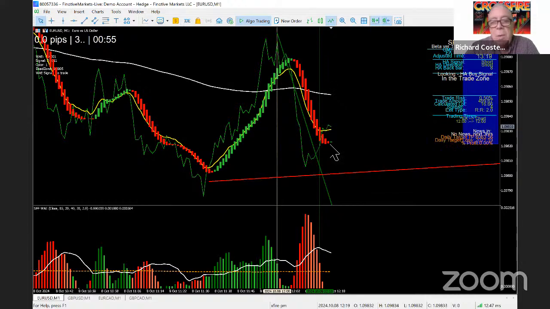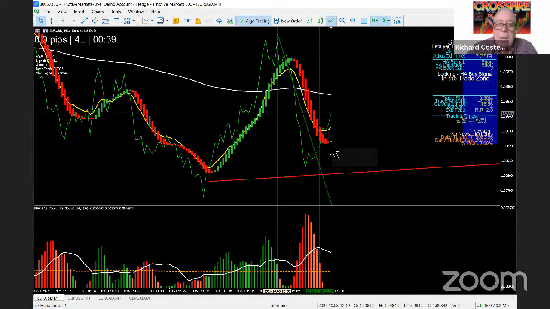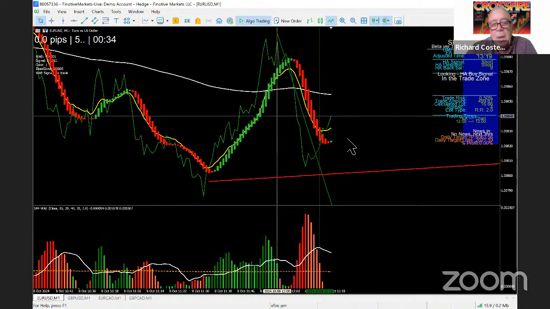We've now got a green Heikin-Ashi wave candle. So in a minute, I think this candle has to close before it counts it. But when this candle closes, we'll have 2 confirmations that we should be looking for a buy.